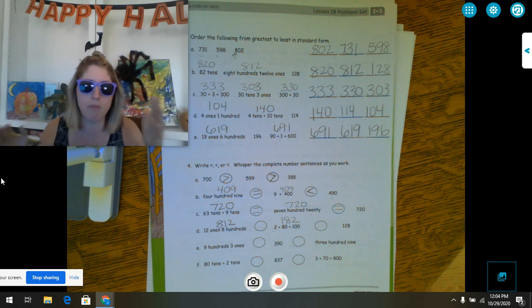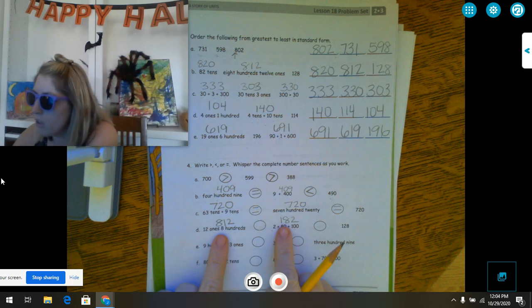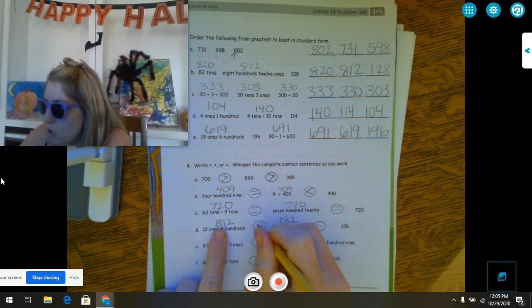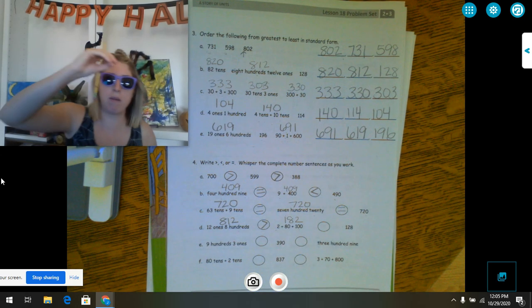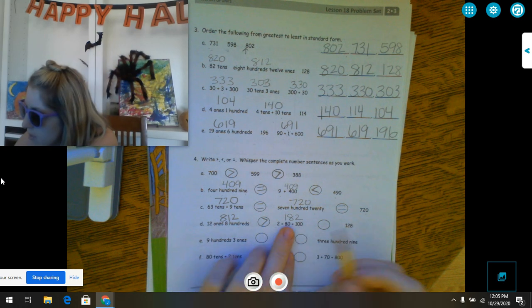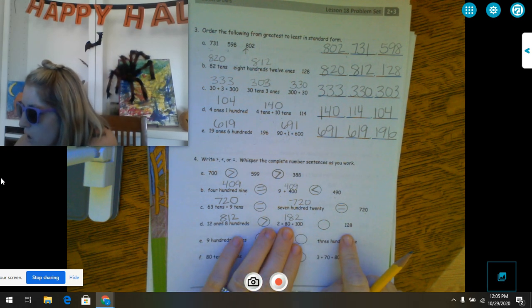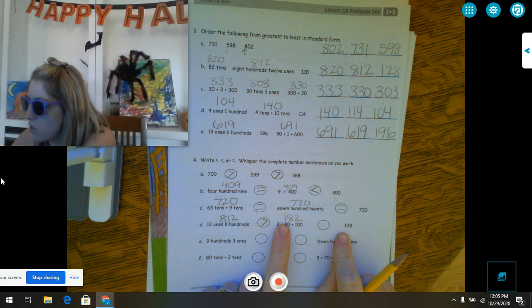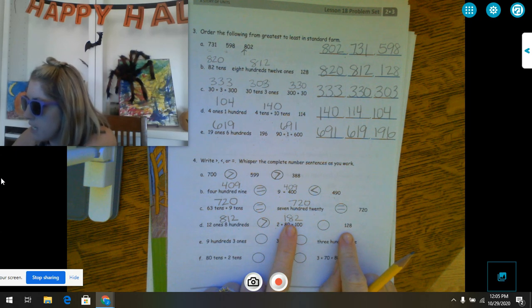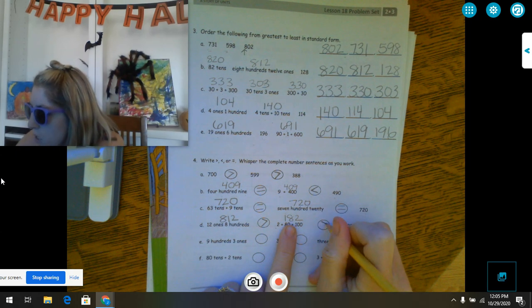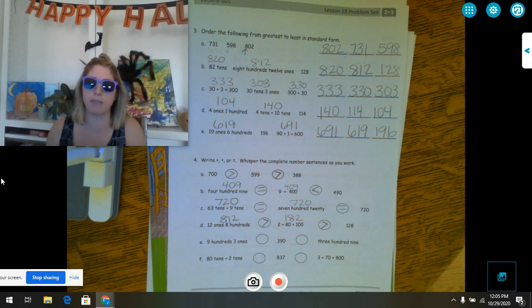Which one does that alligator mouth want to eat? Which one is bigger? We look at the hundreds place. We have an 8 here in the hundreds place. So that's where our open mouth is going to go. This one and this one, we have 182 or 128. They both have a 1 in the hundreds place. Let's look at the tens. We have an 8 in the tens and a 2 in the tens. We're going to open toward that 8 in the tens.